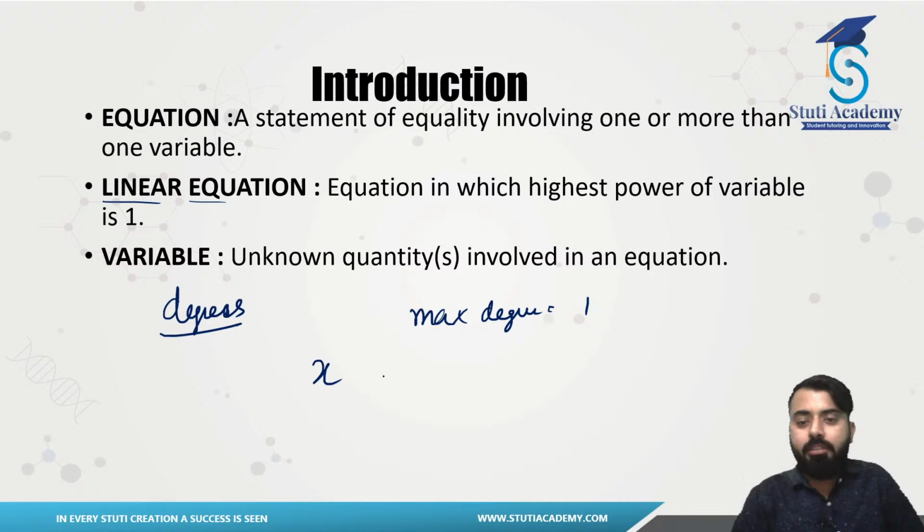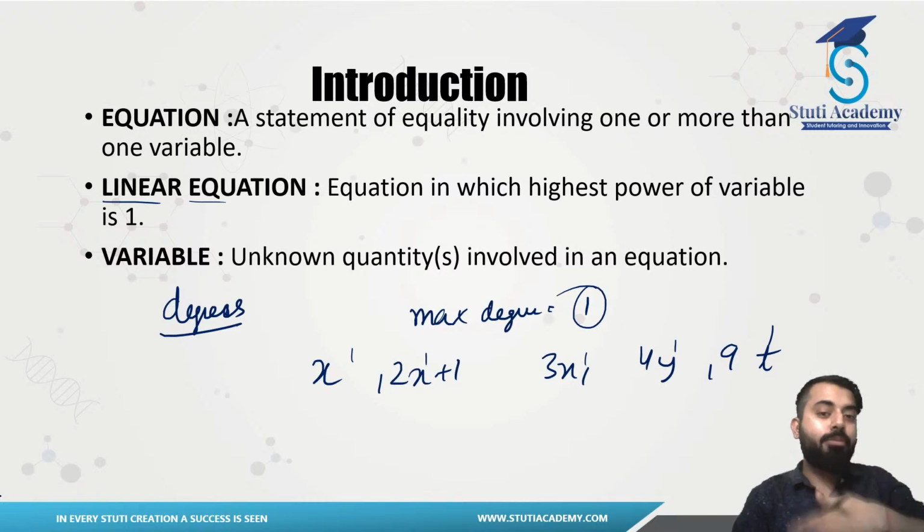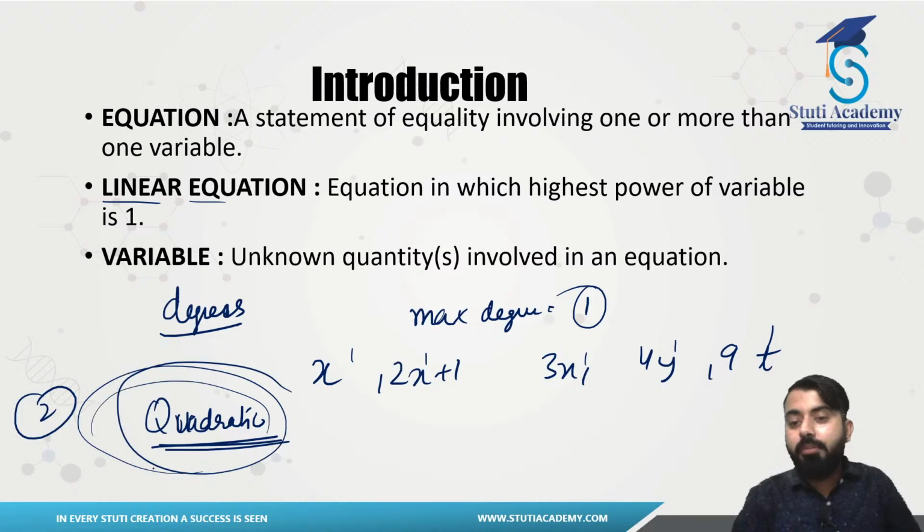It was something like this: x, 2x plus 1, 3x, 4y, 9y, or let's say 90. They had a maximum degree of 1, and each of the variables has a maximum degree of 1. Now when you moved forward and had a maximum degree of 2, that was a quadratic polynomial. You are also going to study this in your class 10. Specifically, you will have one chapter based on quadratic polynomials.